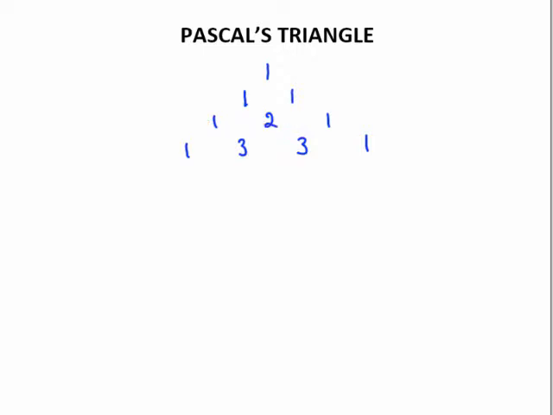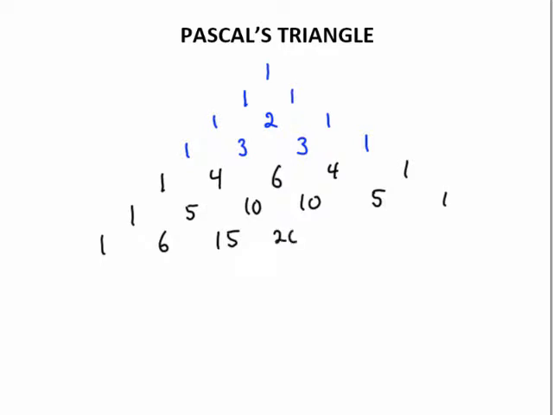So in the next line, I know from the pattern that I'm going to start with a 1. These two numbers add to 4, so 4 goes below it. These two numbers add to 6, so 6 goes below it, etc. 1 and 4 is 5, 4 and 6 is 10, 6 and 4 is 10, 4 and 1 is 5, and then 1. And you can continue this pattern on and on.